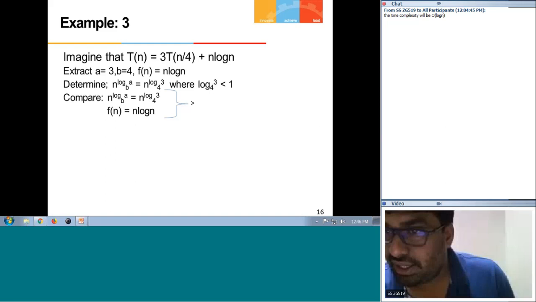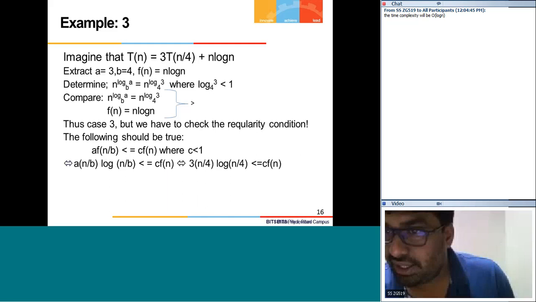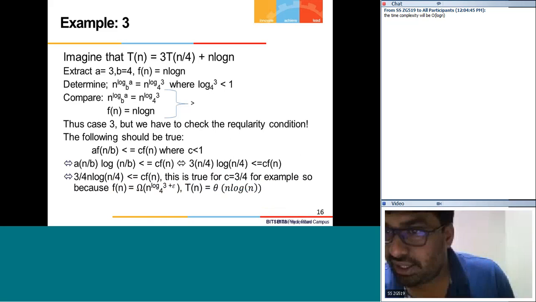It's greater. So I'm going to use case 3. Sorry, before that, in case 3 you have to check for the regularity condition. The regularity condition is a·f(n/b) less than or equal to c·f(n), where c is less than 1. Just check your regularity condition. If you find c equal to 3/4, just randomly you took 3/4, which is less than 1, and you are able to find c·f(n) is less than f(n), which is greater than n^(log_b a). So once it is proven, then simply substitute and you will get your answer, only when it's satisfied.